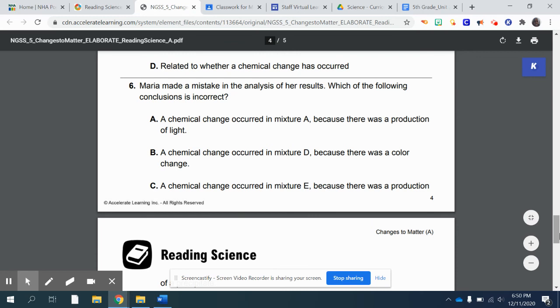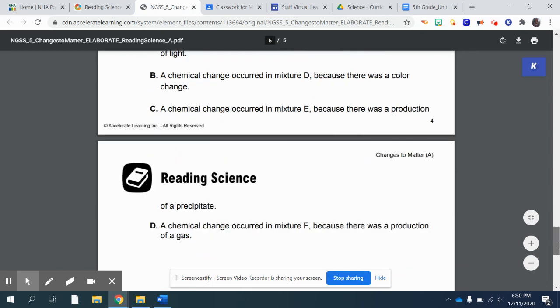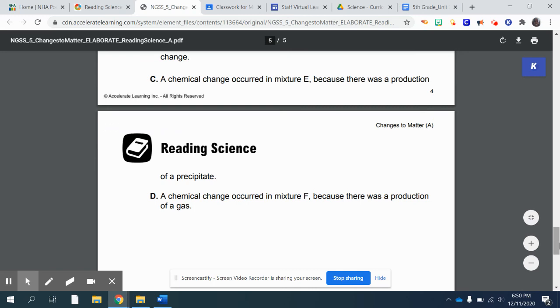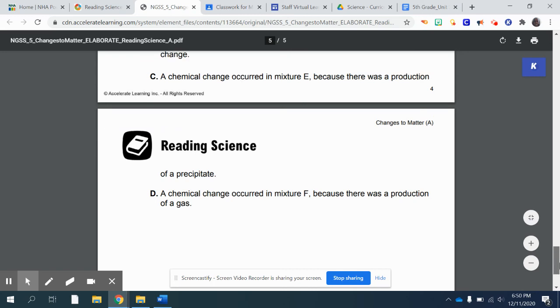B, a chemical change occurred in mixture D because there was a color change. C, a chemical change occurred in mixture E because there was the production of a precipitate. Or D, a chemical change occurred in mixture F because there was a production of gas.